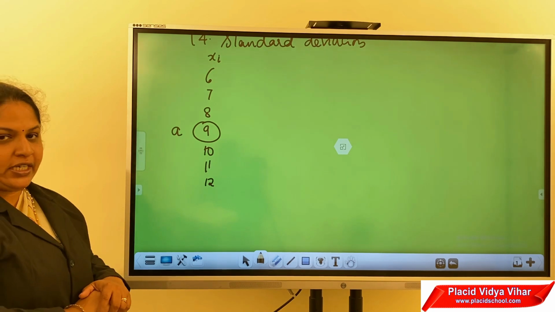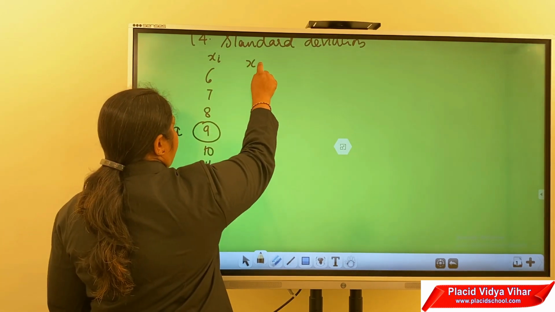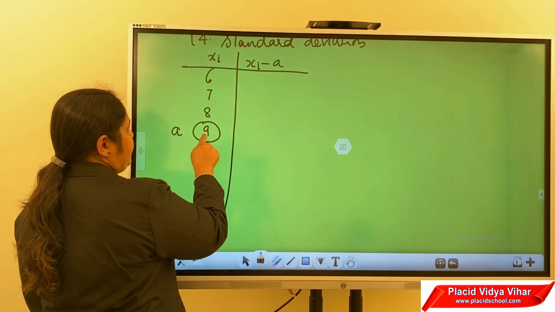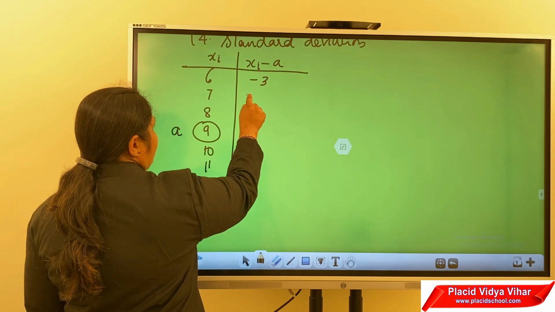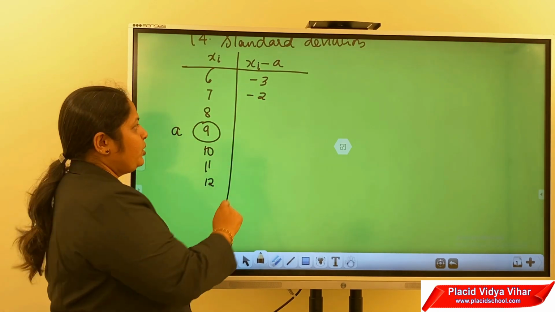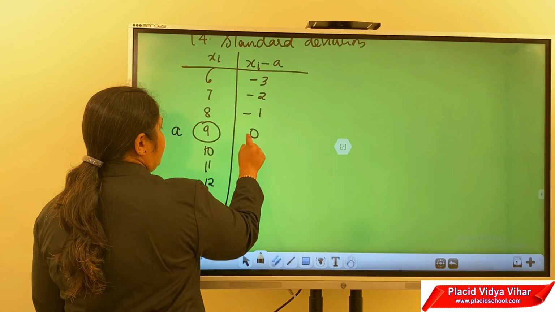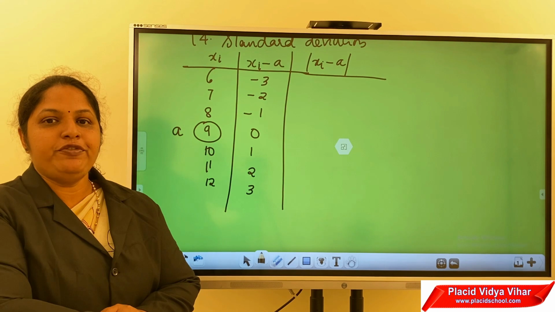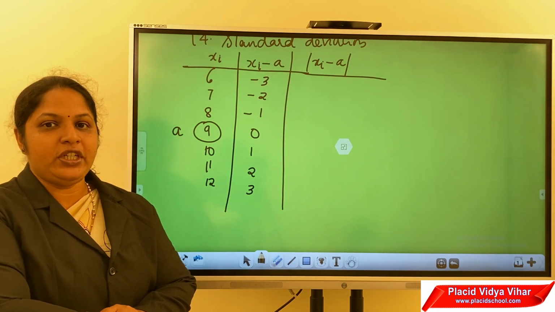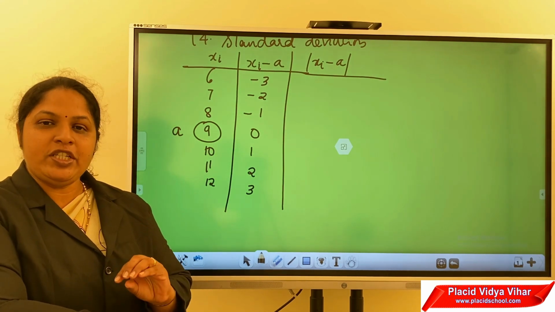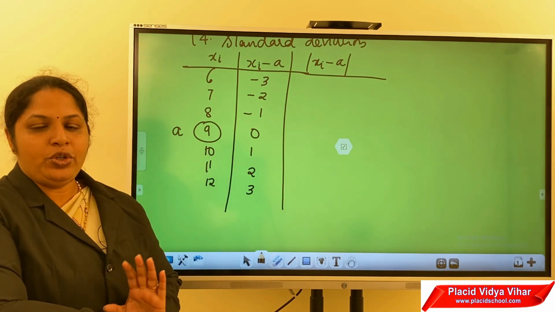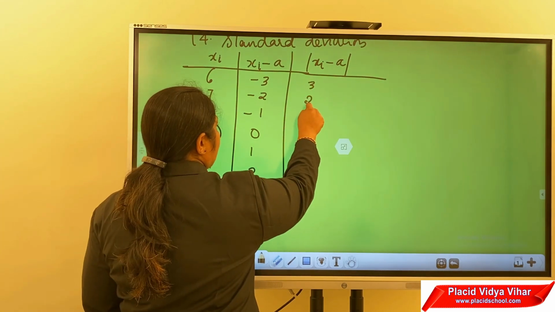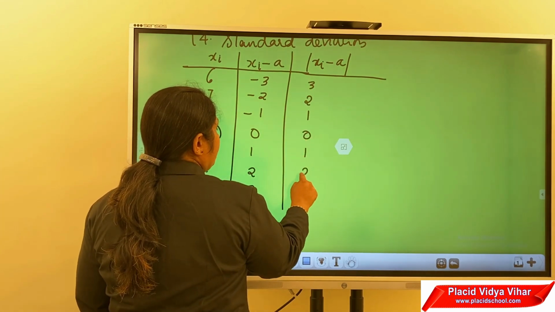Now, what you have to find is xi minus A. So, what is xi minus A? 6 minus 9 is minus 3. 7 minus 9 is minus 2, then minus 1, 0, 1, 2 and 3. Then we have to find the absolute values of the deviations. Absolute values means we just take the magnitude, we don't consider the sign. So here the absolute values are 3, 2, 1, 0, 1, 2 and 3.